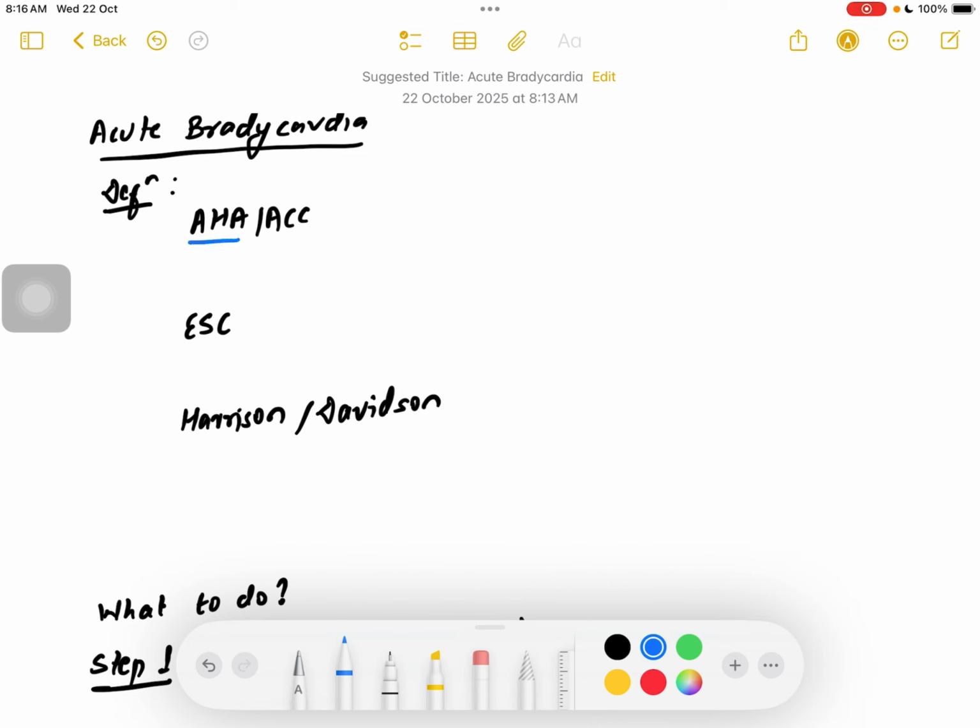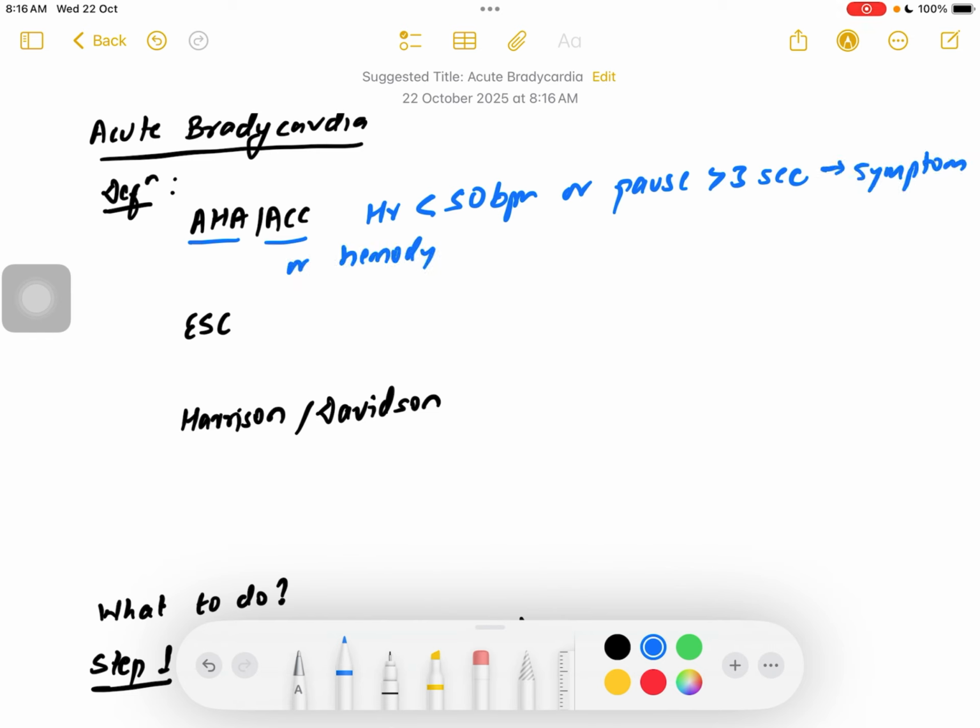According to the American Heart Association, we define bradycardia as a heart rate of less than 50 beats per minute, or if there is a pause of more than 3 seconds, that results in symptoms or hemodynamic compromise.